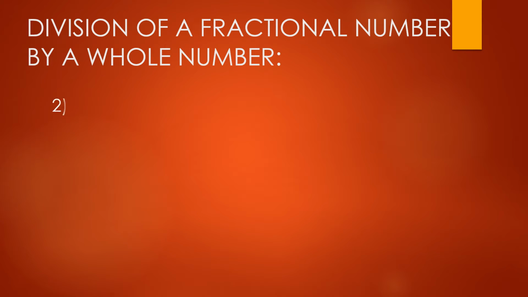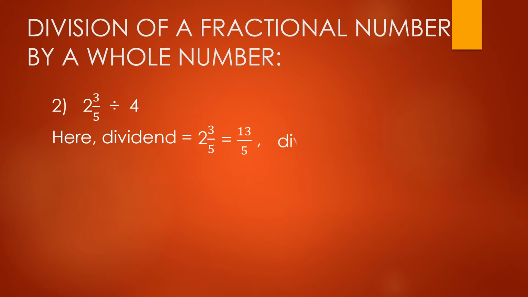Let's try one more. 2 3 upon 5 divided by 4. Here dividend is equal to 2 3 upon 5. And 2 3 upon 5 is a mixed number, so let's convert it into an improper fraction. 5 2s are 10 and 10 plus 3 is 13, so the dividend is equal to 13 upon 5 and divisor is equal to 4. So the question is 13 upon 5 divided by 4.